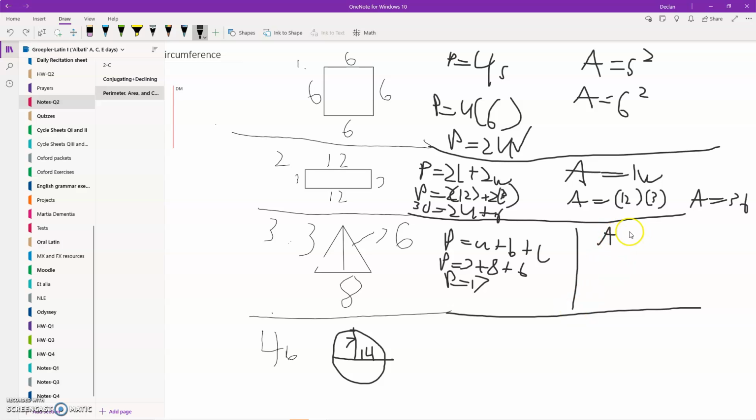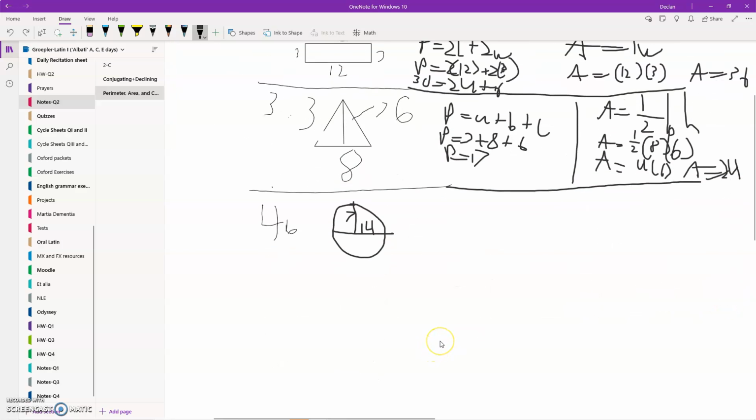And area is a bit more complicated, but it's the same thing we've been doing. Area equals 1/2 B times the height, and we substitute that in. We get 1/2 times 8, and then 6, which will just wind up being 4 times 6, which is 24. Okay.